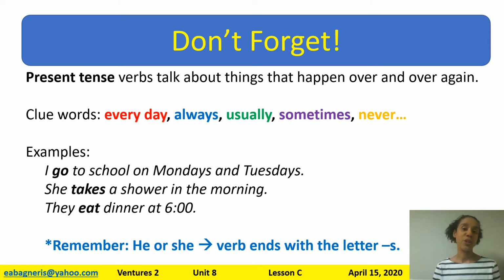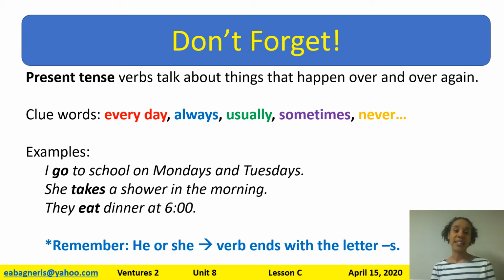What are some of the clue words that we talked about for present tense? Well, we talked about every day, always, usually, sometimes, never. We could also talk about on Mondays, if it's something that you do every Monday. On Mondays, I go to school. So those are present tense verbs.